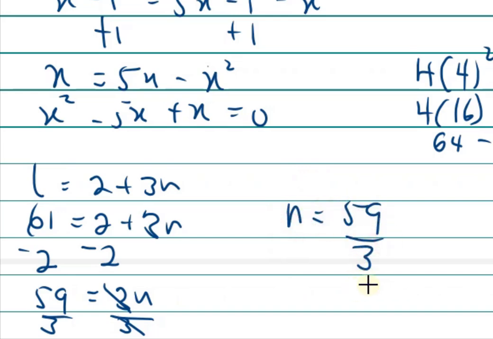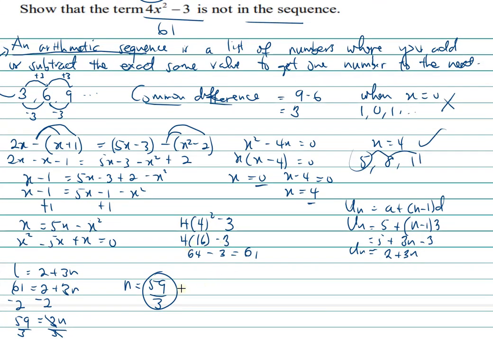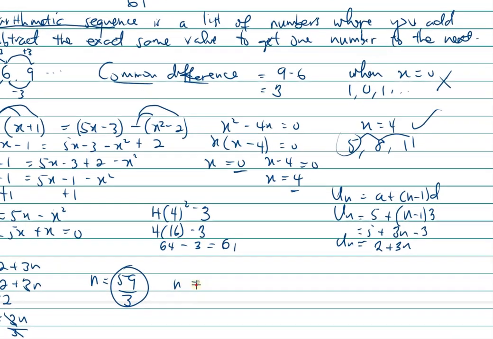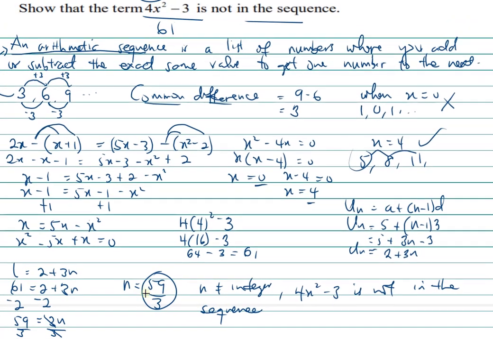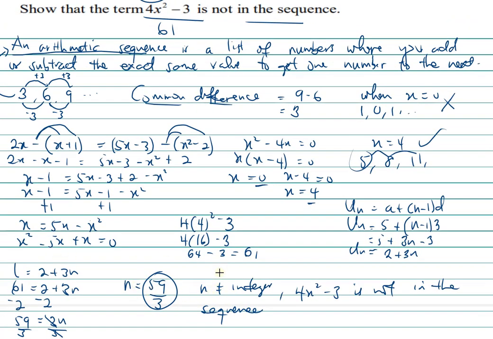Now n represents the term number. Do we have a certain term which is a fraction? No. So we expected n to be an integer. Since n is not an integer, it means that 4x squared minus 3 is not in the sequence. So if we continue this sequence, there's no way we'll get 61 in the sequence. We have shown that when we equate the general form to the given number, it is not giving us an integer solution. Therefore, it is not in the sequence.